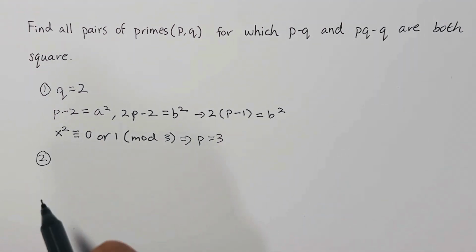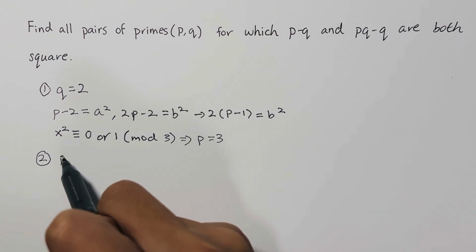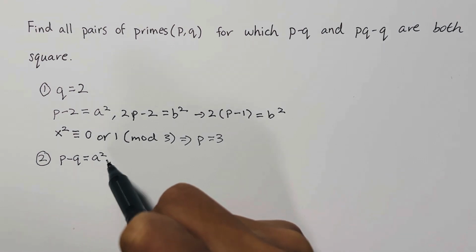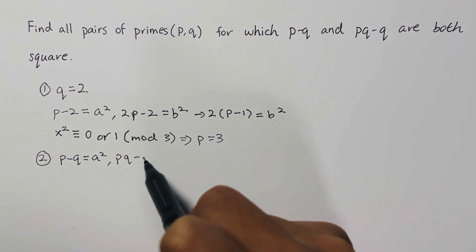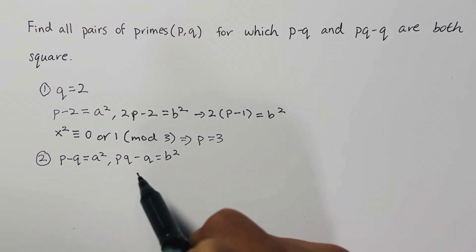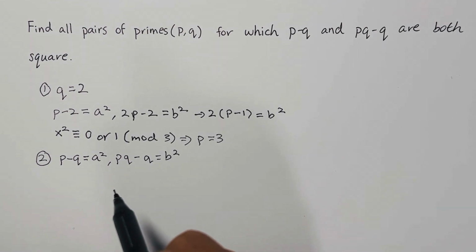And now the more general case, where Q is greater than 2. Now for the interesting part, what if Q is an odd prime? Let's write our two squares as A squared and B squared. So then we'll have P minus Q equals A squared, and PQ minus Q equals B squared. Let's factor that second equation. So then we have Q times (P minus 1) equals B squared.